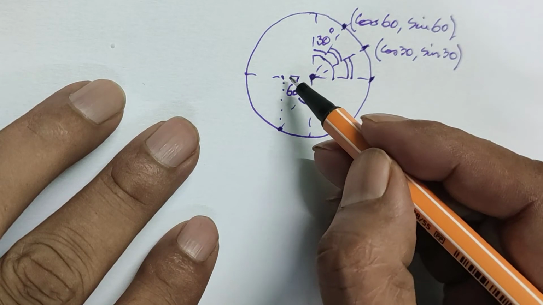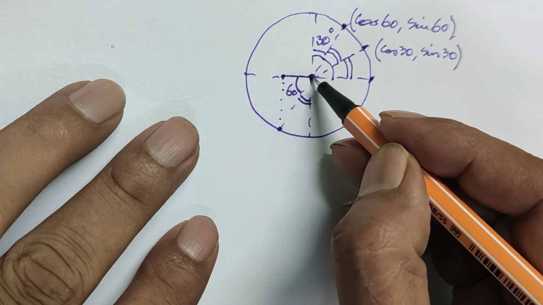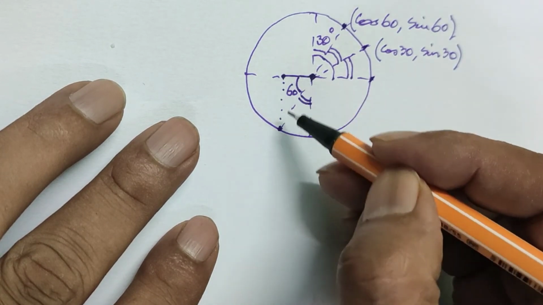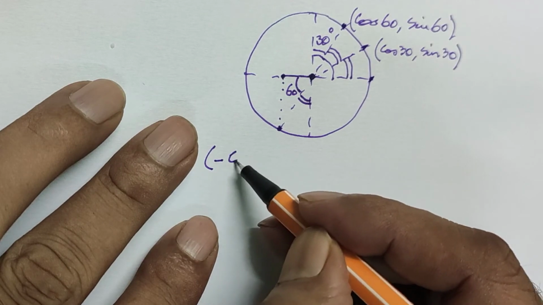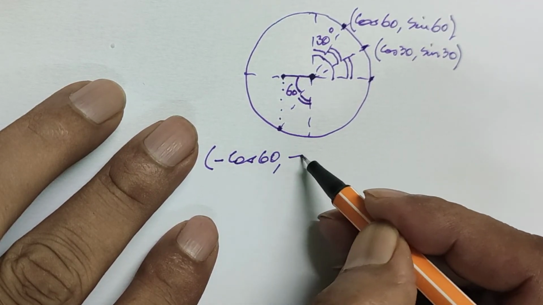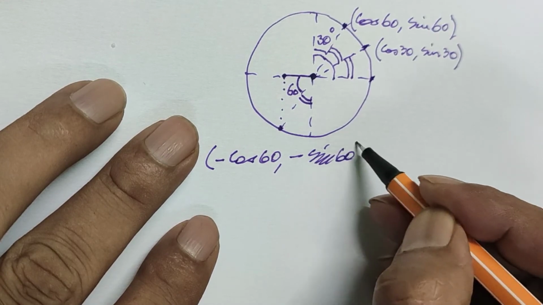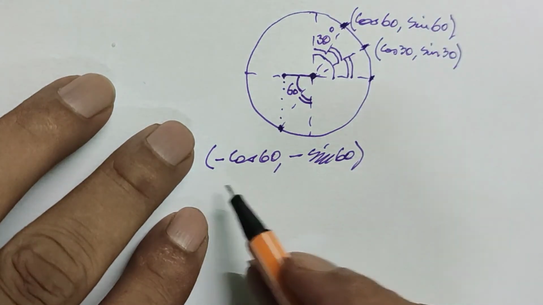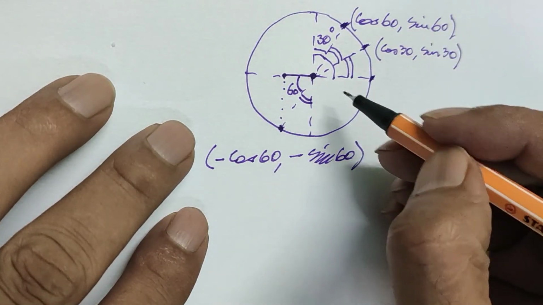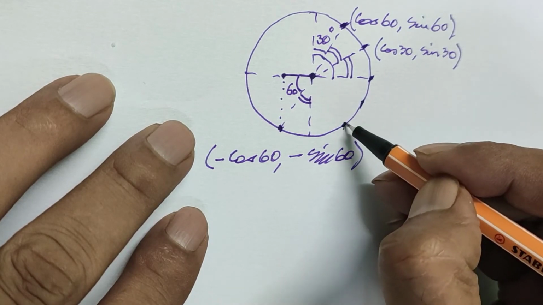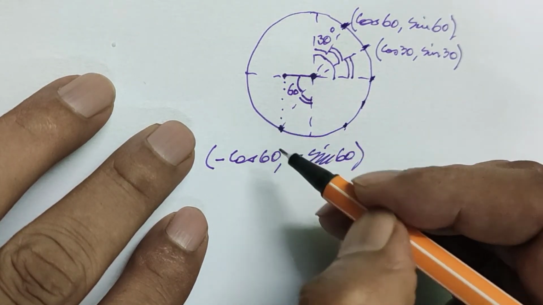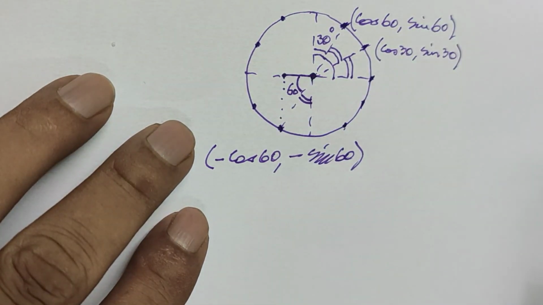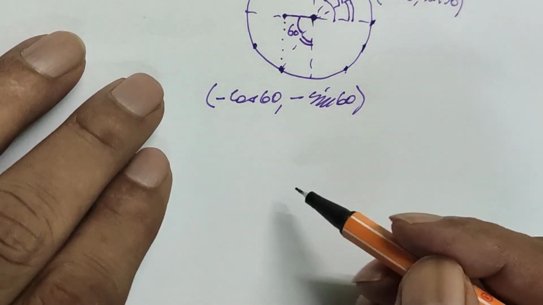So we have cos 60 adjacent to the angle, and opposite to the angle is sin 60, but this is in the negative, this is the negative, so minus cos 60, minus sin 60. Notice how the opposite ends of a diameter have simply the negative numbers. Similarly, I request you to find the coordinates of all the other points on the clock.